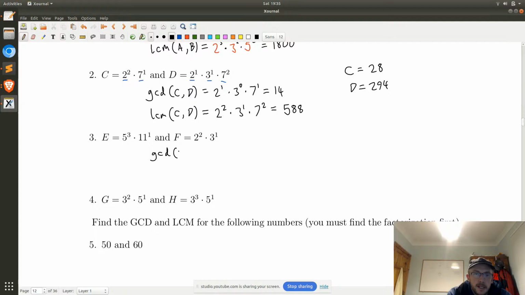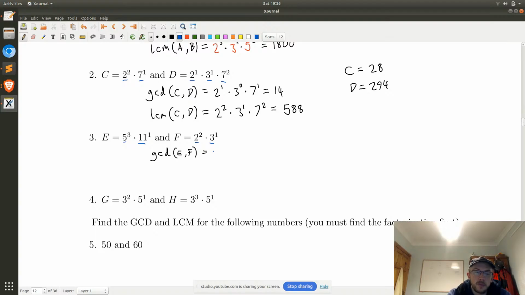Okay, let's see. The GCD of E and F. What prime numbers do I actually see in the base position? Well, I see a 2, a 3, a 5, and an 11. But did you notice that E and F have no prime bases in common? F has 2 and 3, and E has 5 and 11. They have nothing in common.